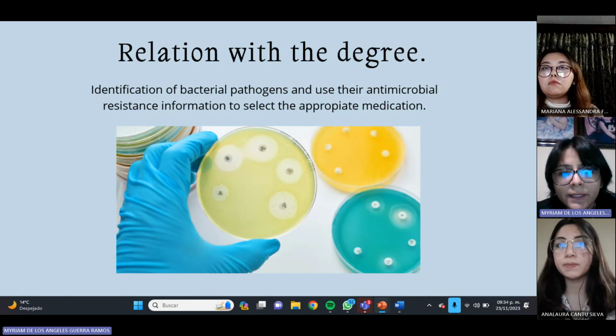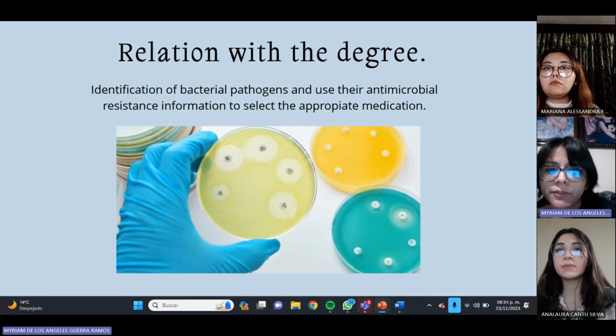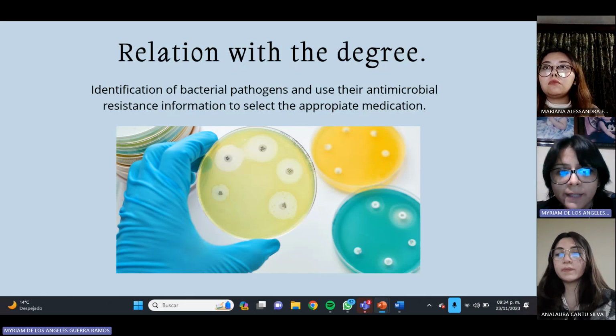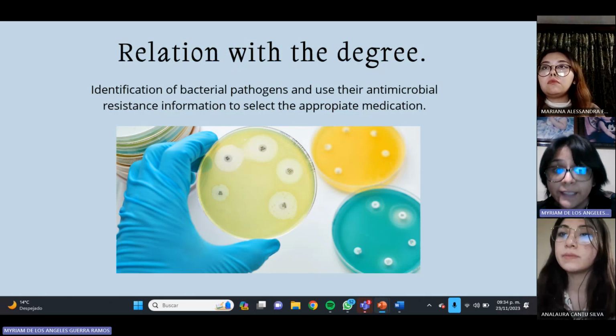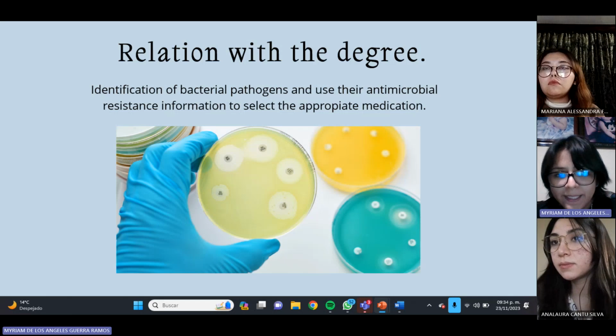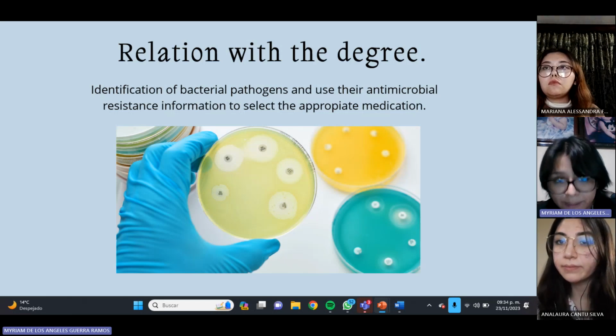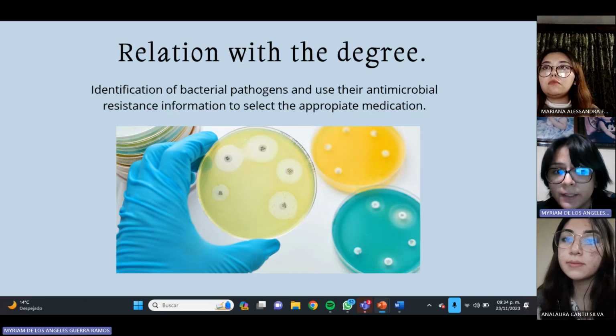The relation between antimicrobial resistance and bacteriology is about the identification of bacterial pathogens, and information about their antimicrobial resistance can help in a clinical setting to select the appropriate medication and provide the suitable antibiotic for the treatment to control different types of infections.